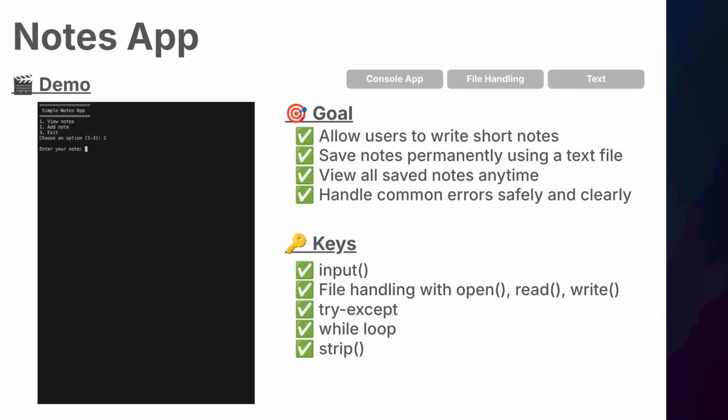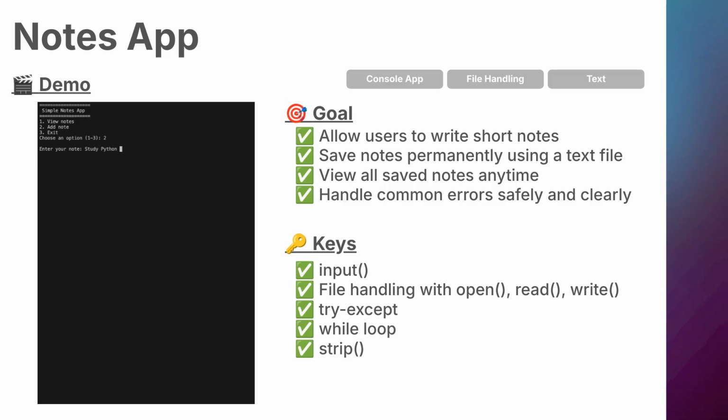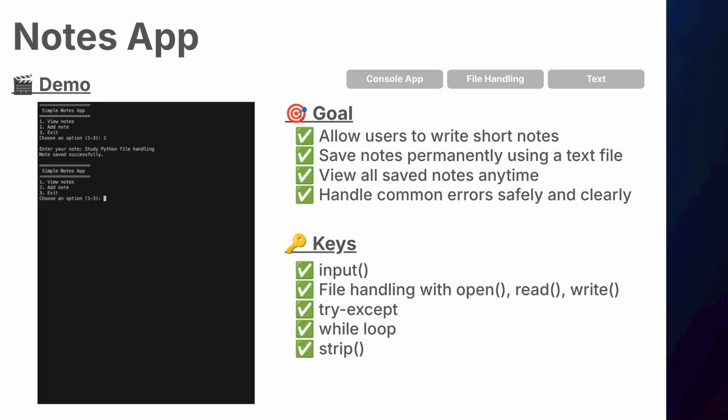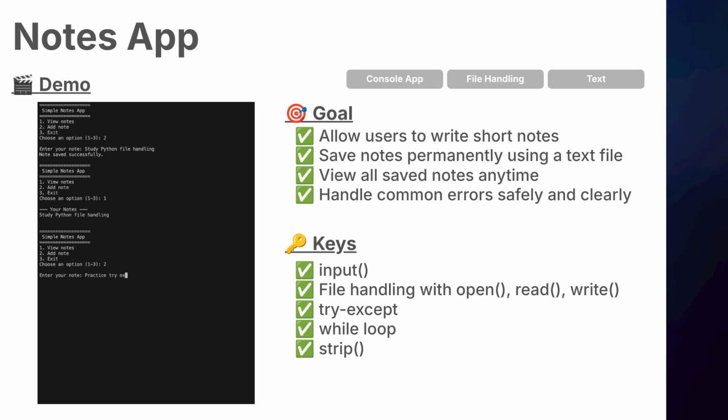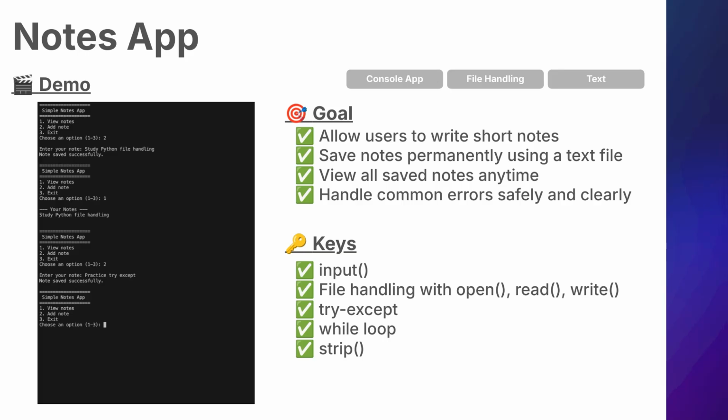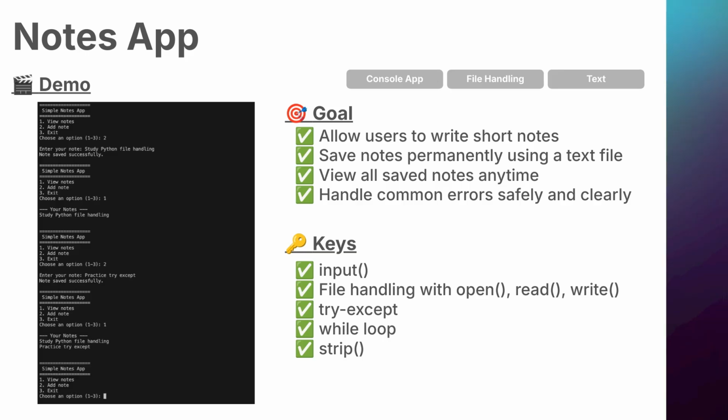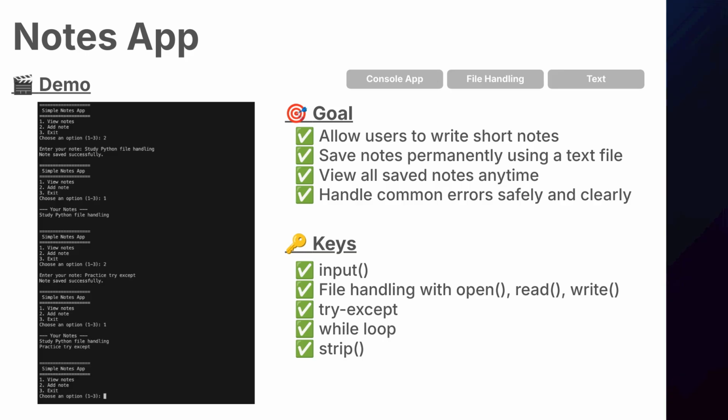Now let's zoom in on what we're actually going to build. In this project, we're creating a Notes app, a simple but very practical Python console application that helps you save and read short notes directly from the terminal. The goal of this program is to give you an easy way to write down ideas, reminders, or study notes and keep them stored safely. You can add a new note, view all your saved notes, and exit the app whenever you like. Everything is saved automatically, so when you run the program again later, your notes are still there.